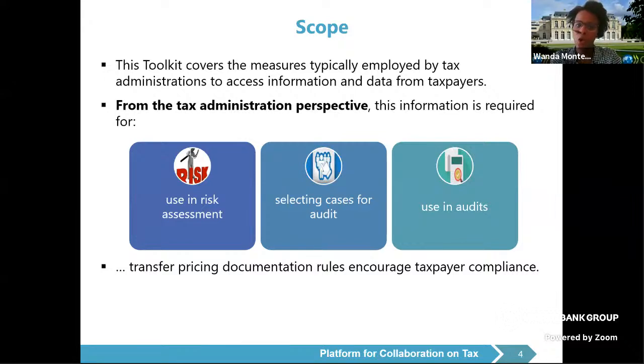The toolkit covers the measures that are typically employed by tax administrations to obtain information and data from taxpayers. These are measures that will provide tax authorities with the information they need for conducting risk assessment, for identifying taxpayers and transactions for audits, and as well in the process of planning and conducting an audit. It is also perceived that the transfer pricing documentation rule can encourage voluntary compliance by taxpayers. Can you go to the next slide, please?